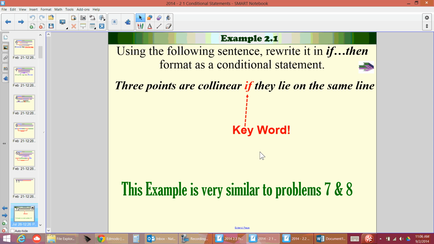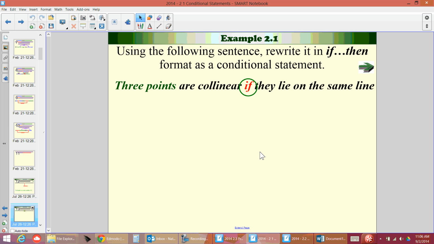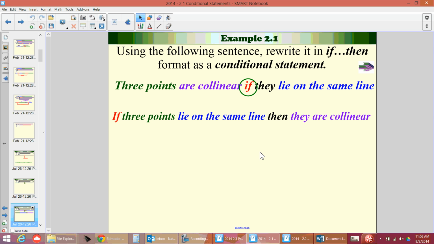So if we look at this statement, 3 points are collinear if they lie on the same line. If I turn this into a conditional statement, then we say if 3 points lie on the same line, then they are collinear. A lot of people get confused about how I rearrange that. This is one way to rearrange it. You see how the if starts out the hypothesis. If they, well, they is a pronoun. We don't start with pronouns. We start with actual things. So we say if 3 points lie on the same line, then they are collinear.